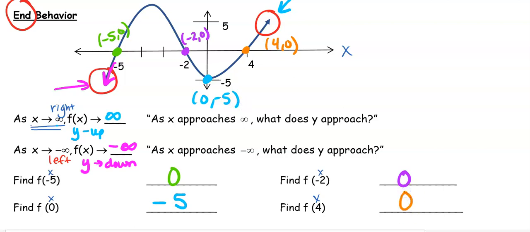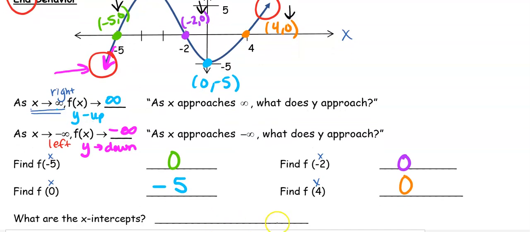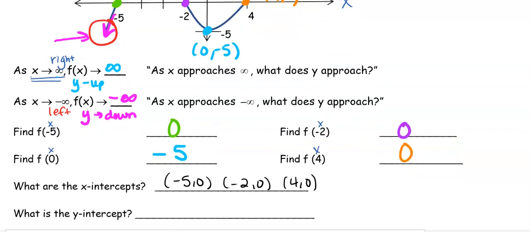These are really important parts of our graph. Notice that each of them has a 0 in it. When your y values are zeros, those are actually representing your x-intercepts. So I have an x-intercept at negative 5, 0, negative 2, 0, and 4, 0. Whenever we're listing intercepts, we always list the coordinates of those intercepts. When the x-coordinate is 0, that means it's going to be my y-intercept.